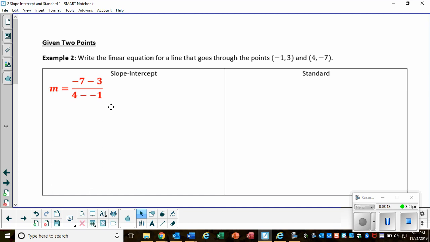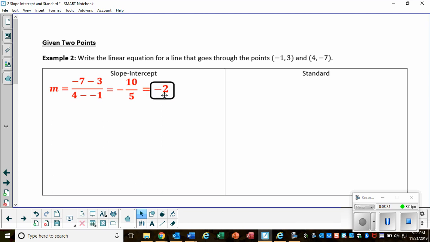So I'm going to go ahead and fill in that slope formula. I'm going to do negative, what is this number? 7 minus 3 over 4 minus -1. I'm going to go ahead and reduce that, and I get negative 10 over 5, which I'm going to reduce again, and I get -2. That number is my slope.